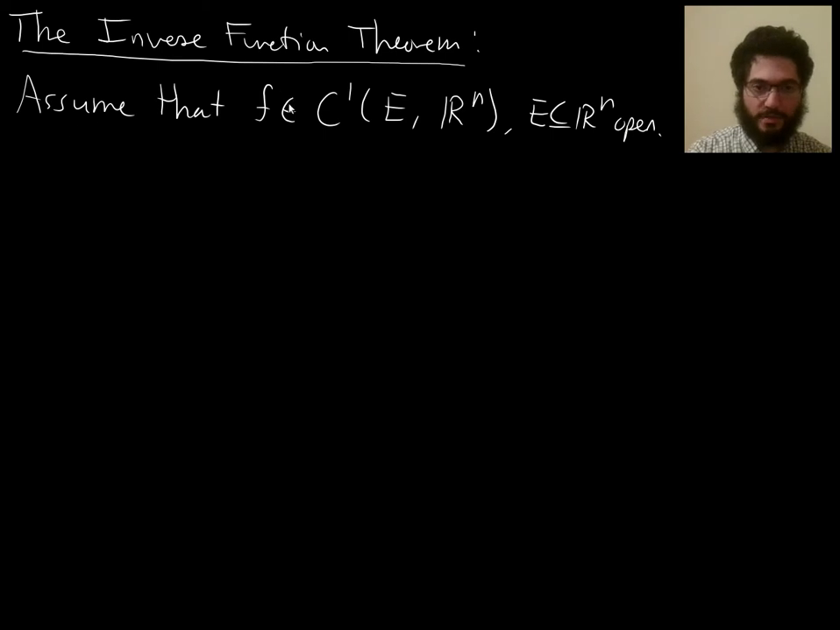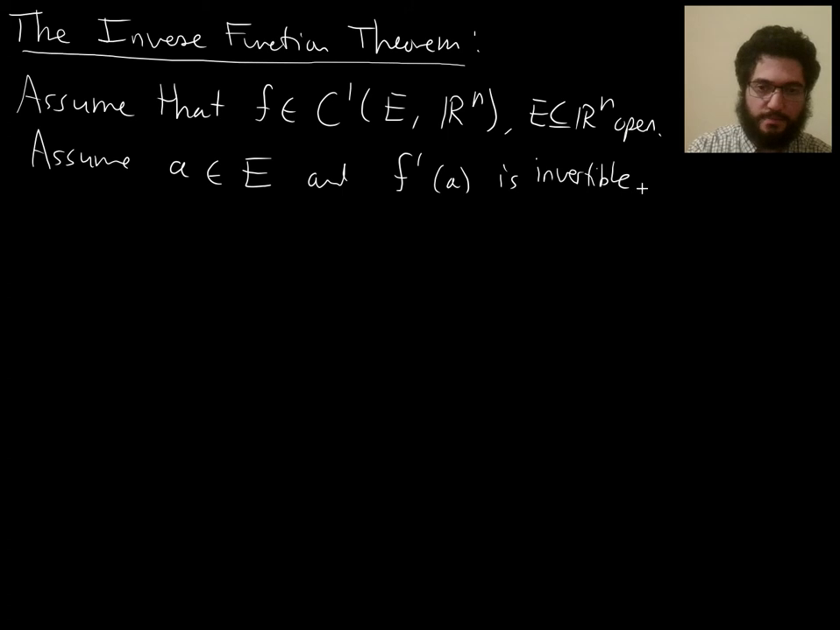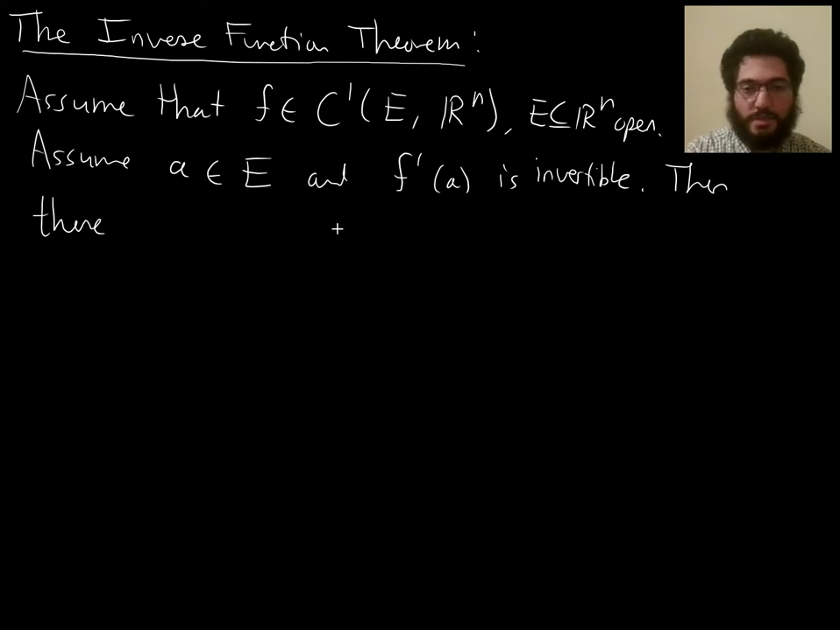So assume you have a C1 function f from an open subset E of Rn to Rn, and notice these n's have to be the same. And assume you've got some point A in E such that f prime at A is an invertible linear map, is a bijection. So the linear approximation at A is invertible, then the inverse function theorem says that the function f is invertible in some neighborhood of A.